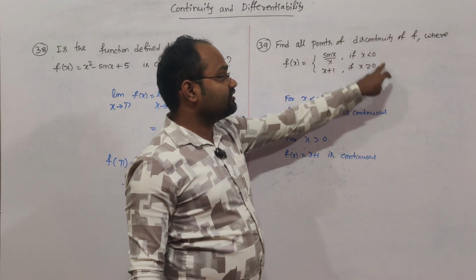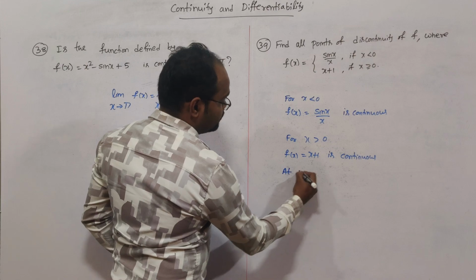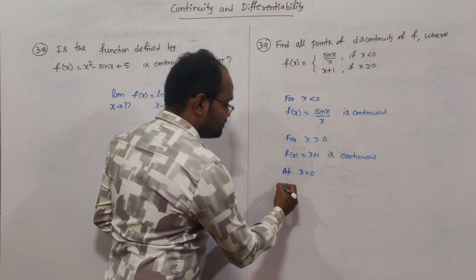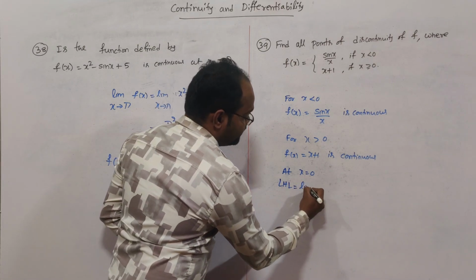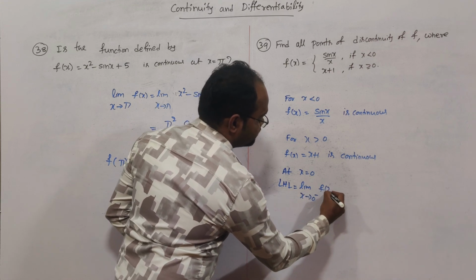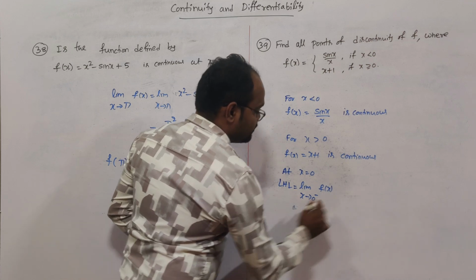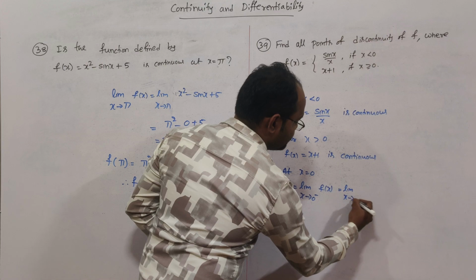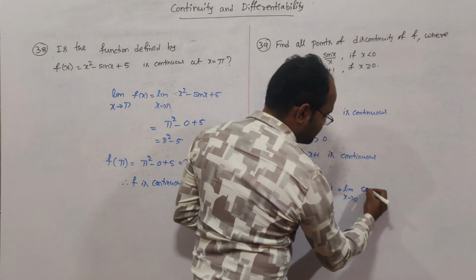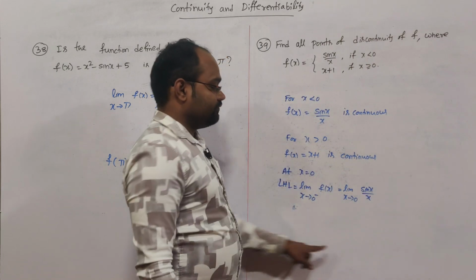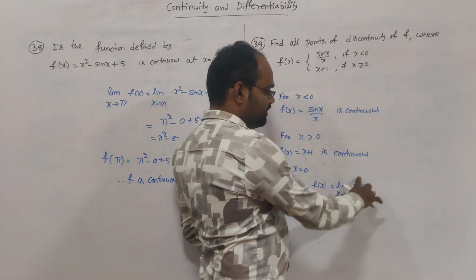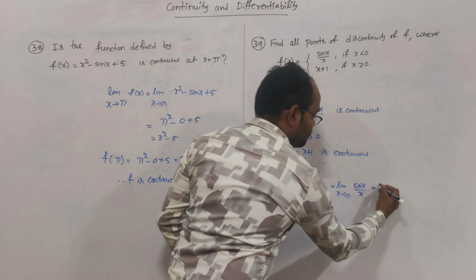The chance of discontinuity may exist at x equal to 0. At x equal to 0, since it is an inequality separation, let us find LHL and RHL. So what is the LHL? Limit as x tends to 0 minus f of x. For 0 minus, that is less than 0, the function is sin x by x. This is the standard limit. Limit as x tends to 0 of sin x by x is equal to 1.